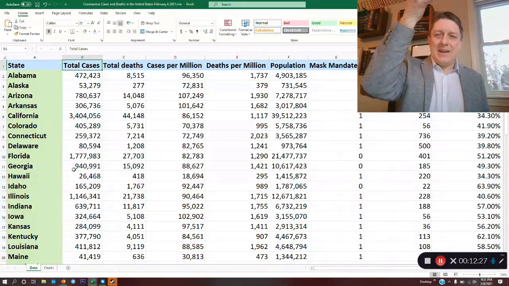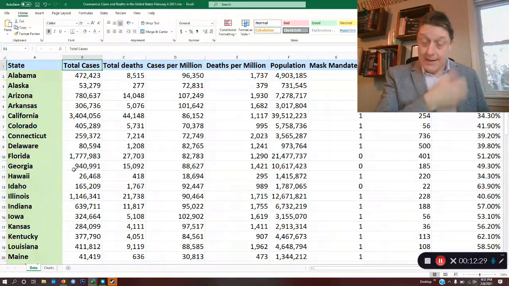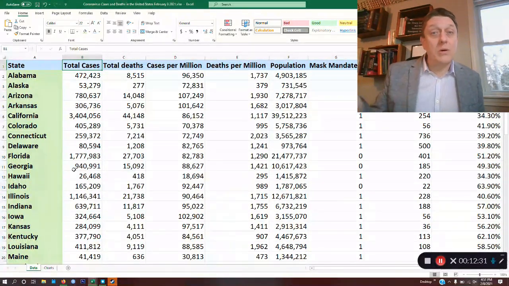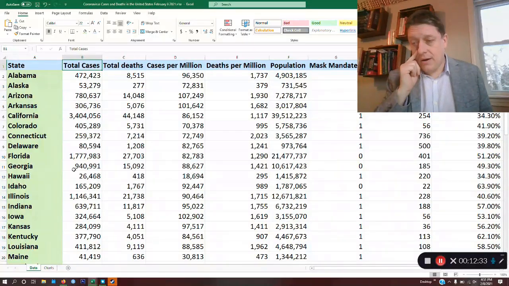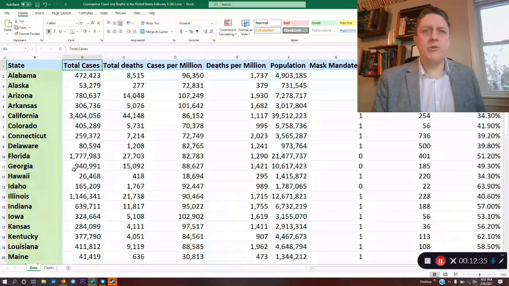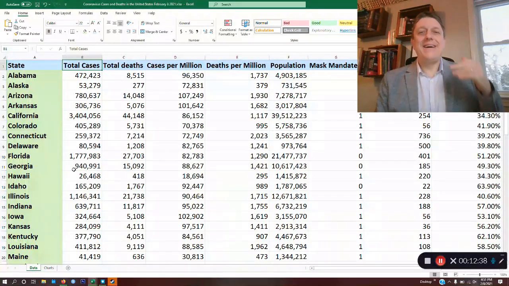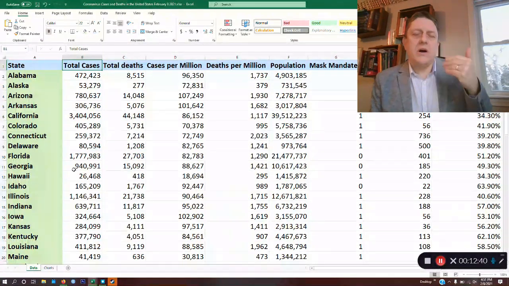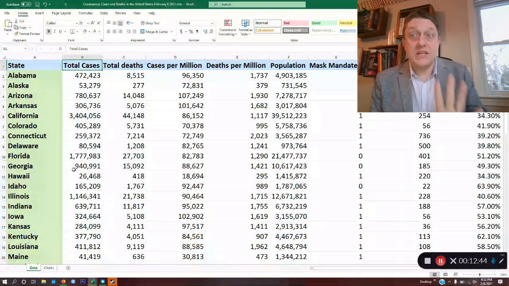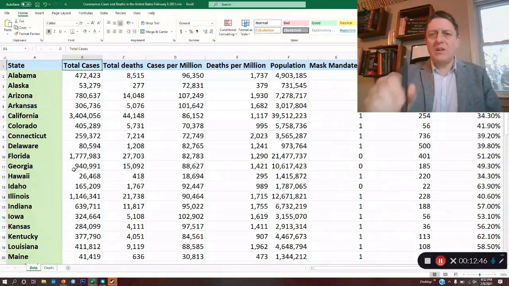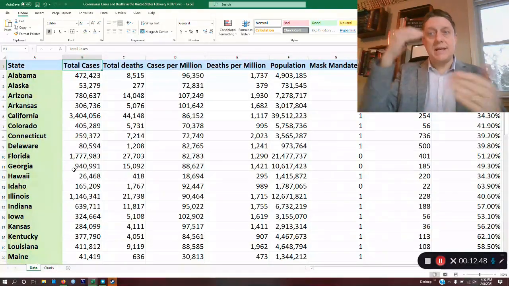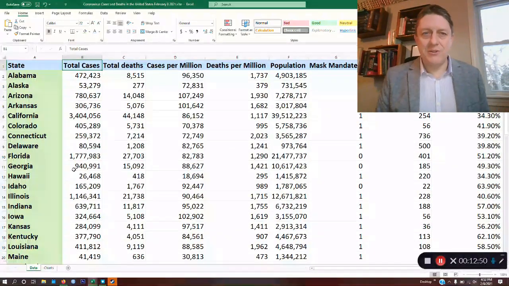So you can take a look at this. If you would like, I will be placing this up on our course website for you to review, should you wish. There are just a few variables that I'd like you to take a look at and pay attention to. The first is one called mask mandate. You see ones and zeros for reasons that I'll show you later on.